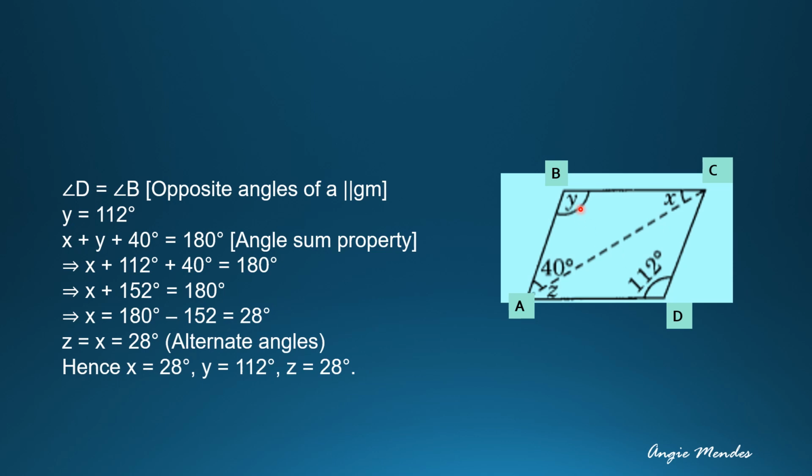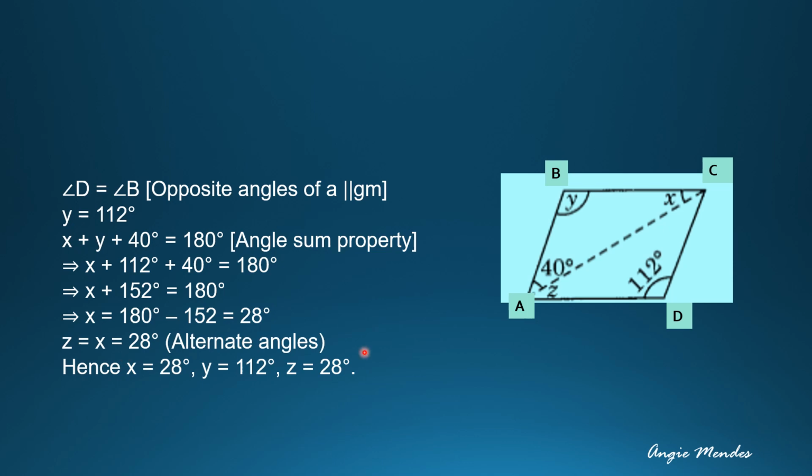So we've got this angle now. Since we know the measure of two angles in this triangle, we can use the angle sum property and find the measure of angle X. So we'll say X plus Y plus angle 40 is equal to 180 degrees. This property we've used is the angle sum property. So X plus 112 degrees plus 40 degrees will give us 180 degrees. So keeping the X variable aside, we get the value of X as 28 degrees by subtracting the values.